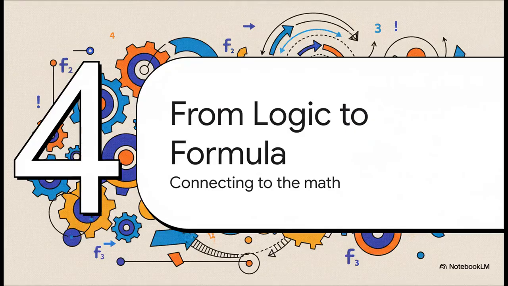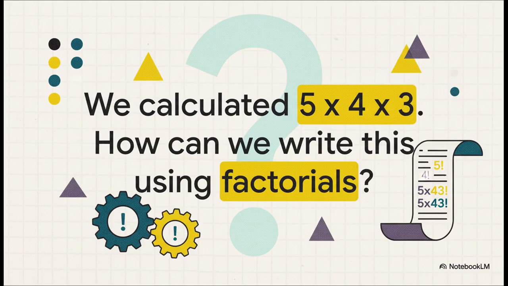Okay, so we've got our answer, 60. We're confident in it. But if you open a math book, you're going to see this official, kind of scary-looking formula. So how do we connect our simple logic, the 5 times 4 times 3, to that formal math? Let's build that bridge right now. This is really the missing link. We know what 5 factorial is. That's 5 times 4 times 3 times 2 times 1. Our calculation is just the beginning of that.